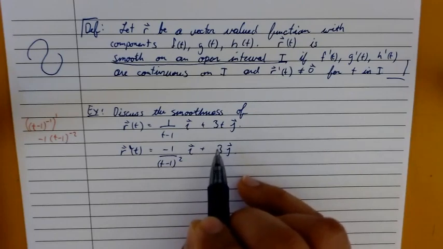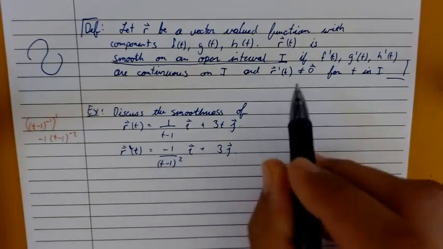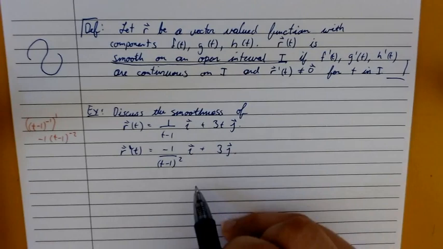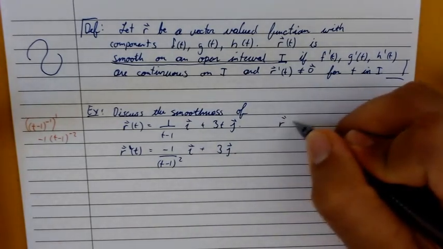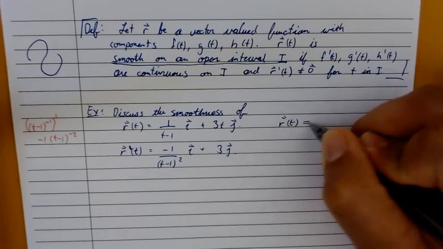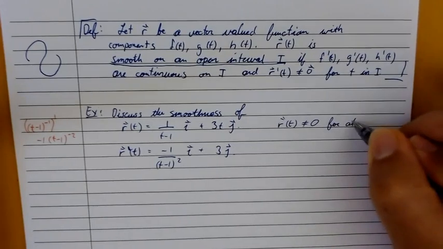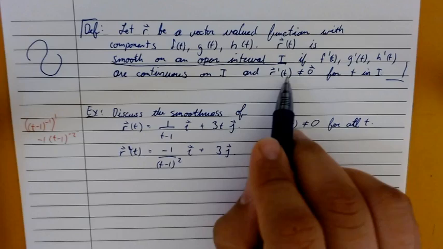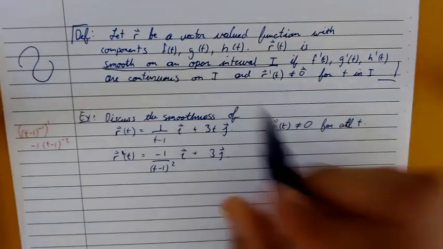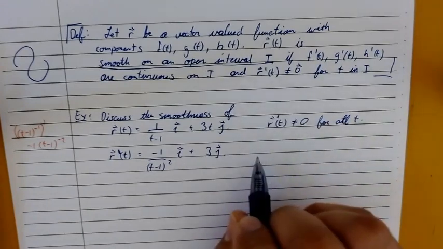And in fact, this one can never be 0 either, can it? Because it's a constant. So here we're looking to see, for what values of t are both of these equal to 0? Well, they're never both equal to 0. In fact, neither one's ever really equal to 0. So here we can say r prime of t is never 0 for all t. Okay, so we looked for where our derivative is equal to 0, and it turns out it's never equal to 0.